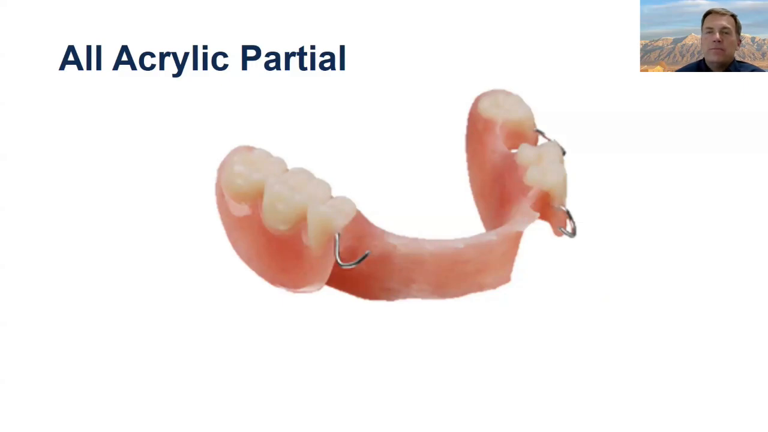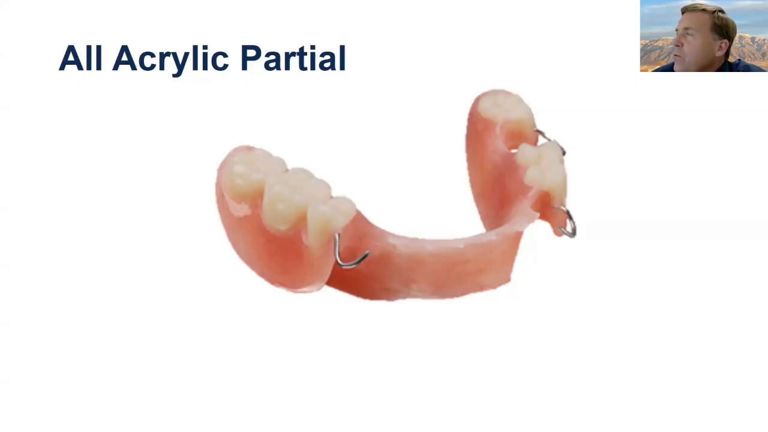All acrylic partials. I mean, how many names are there for this? Treatment partials, temporary partials, flippers, partials that are made all from acrylic. As you can see here, we'll usually embed clasps in them, especially for larger ones. These are kind of our go-to, I know, for immediate extractions, because they're fairly easy to reline or to adjust.